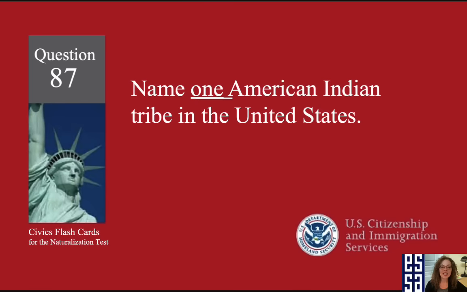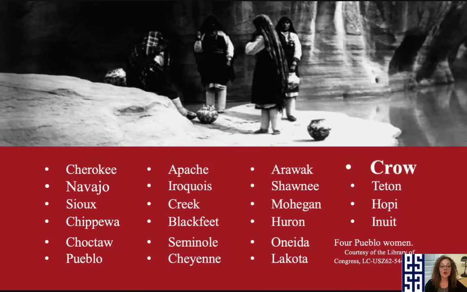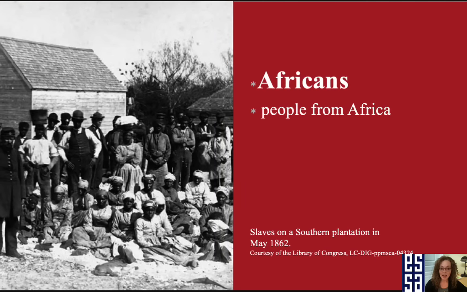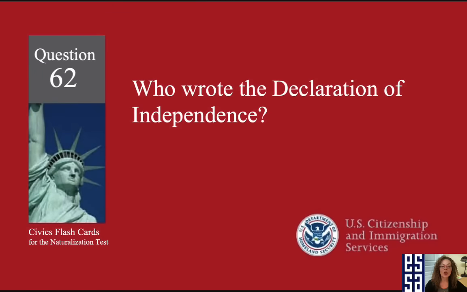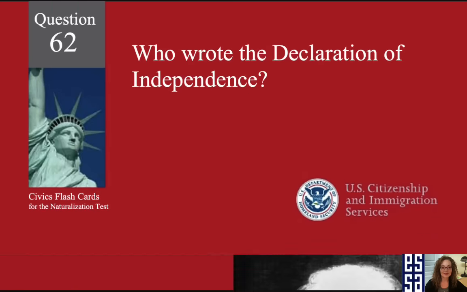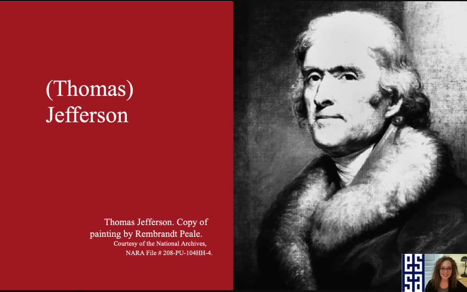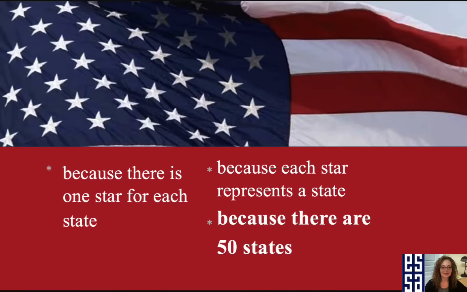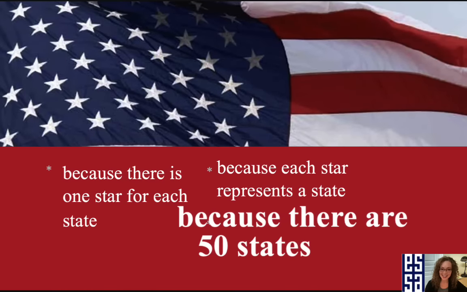Name one American Indian tribe in the United States. Crow. What group of people was taken to America and sold as slaves? Africans. Who wrote the Declaration of Independence? Thomas Jefferson. Why does the flag have 50 stars? Because there are 50 states.